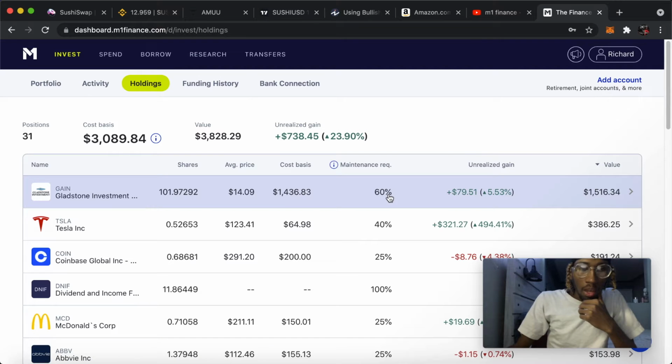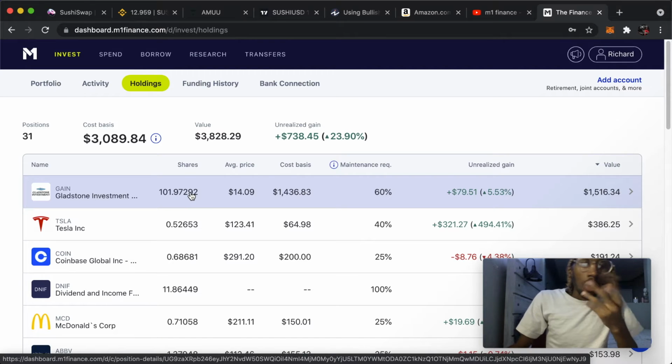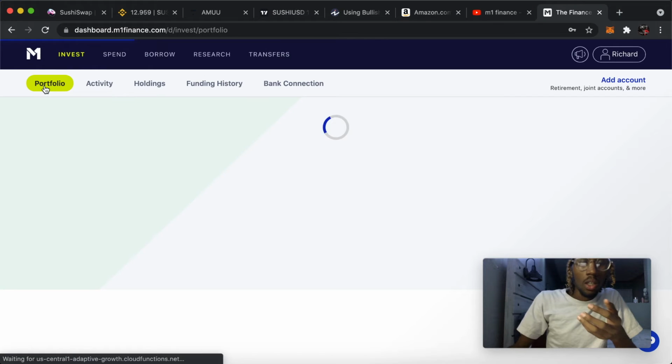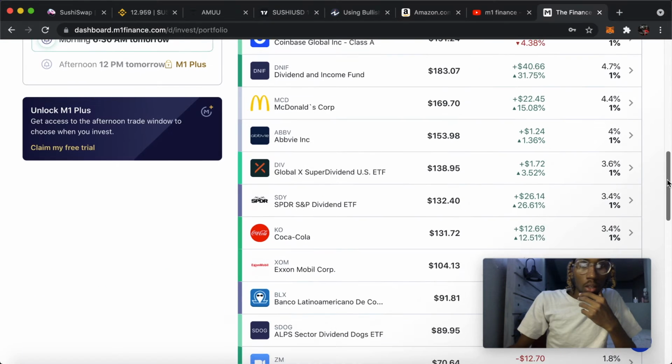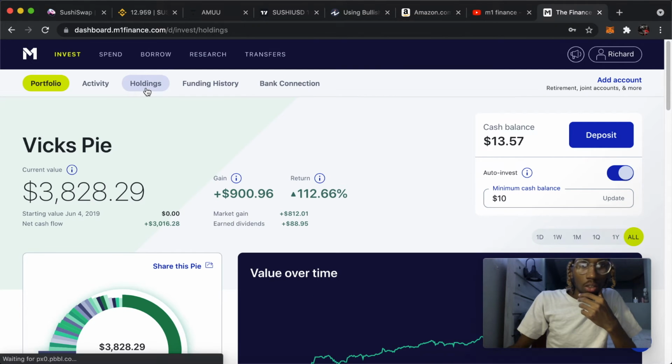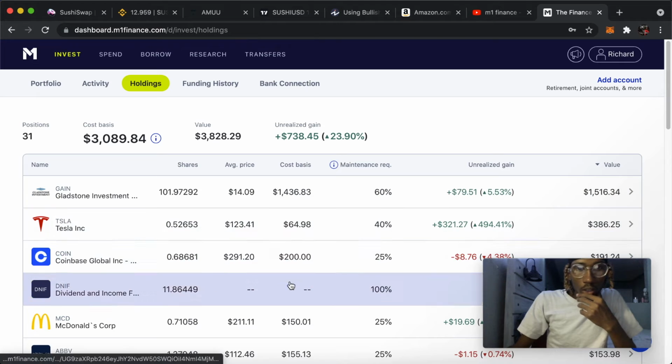Holdings, these are basically the stocks that you're invested in, which were on the main page, the portfolio page. It's the same thing, just a different page, right? So these are your holdings.